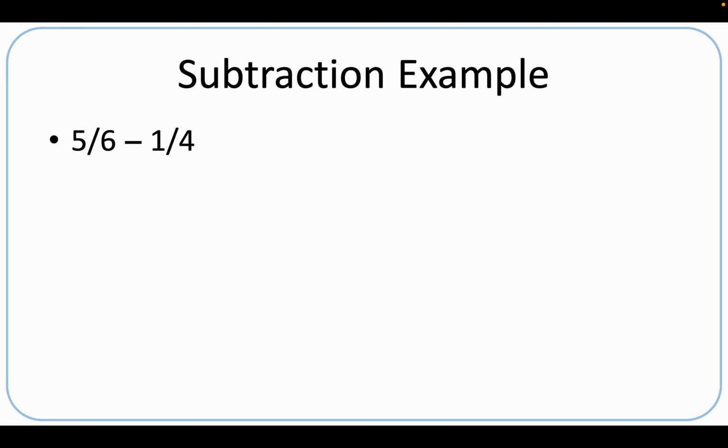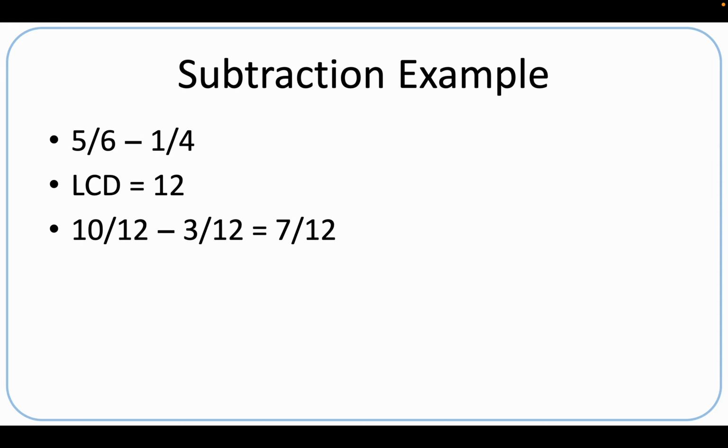And here we're subtracting. So we need to find a common denominator for 6 and 4. In this case, that would be 12. So we need to multiply both numerator and denominator by 2. So that would make this 10/12. And then our 1/4, we're multiplying both numerator and denominator by 3. So that gives us 3/12. So our least common denominator is 12. And then we rename our fractions, 10/12 minus 3/12. That ends up equaling 7/12.